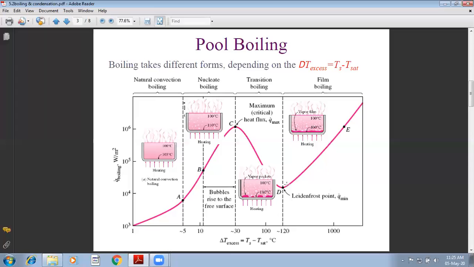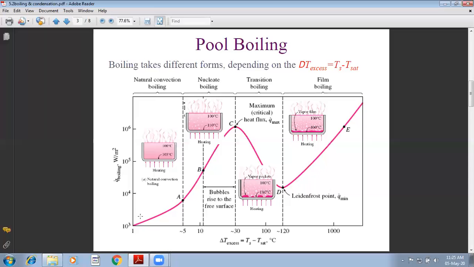After point D, there will be again an increase in the heat flux. This is because once the fluid lifts off from the surface, the air bubbles that will form will start radiating the energy. Now when radiation comes into picture, again the temperature of the water increases and it will follow the curve as shown in the figure.